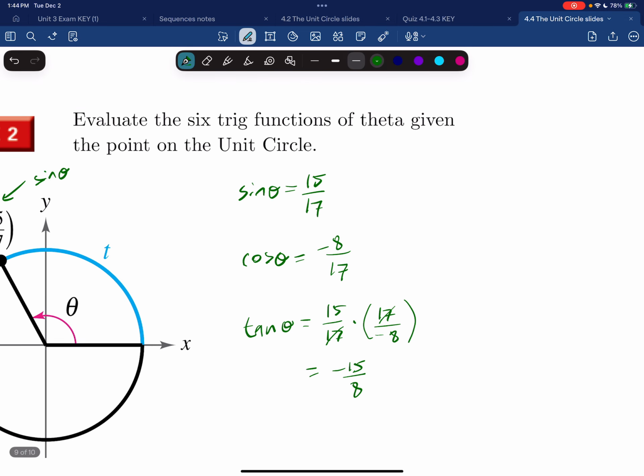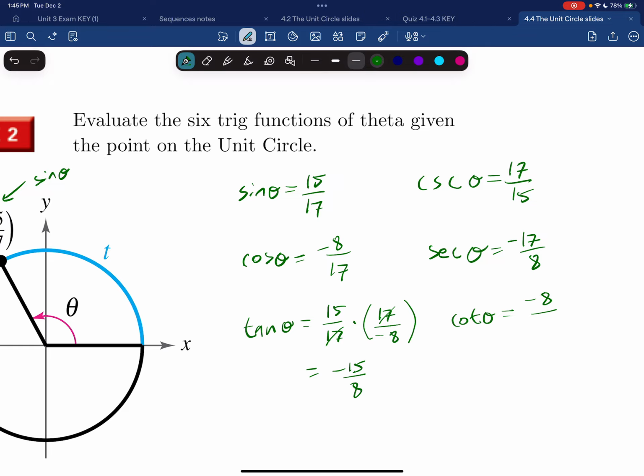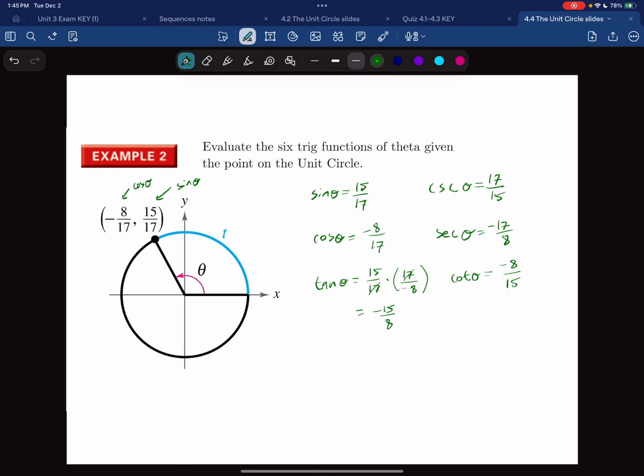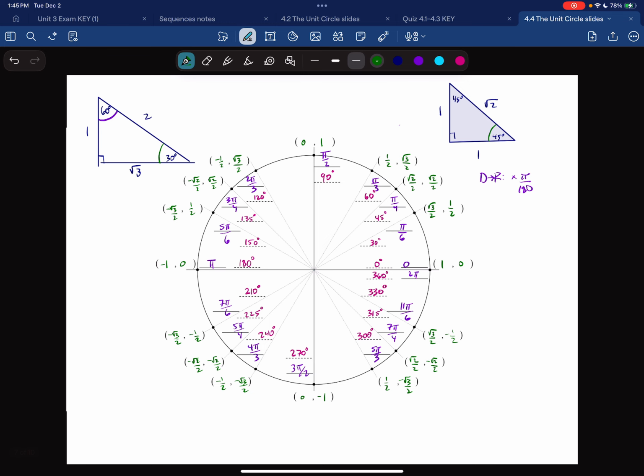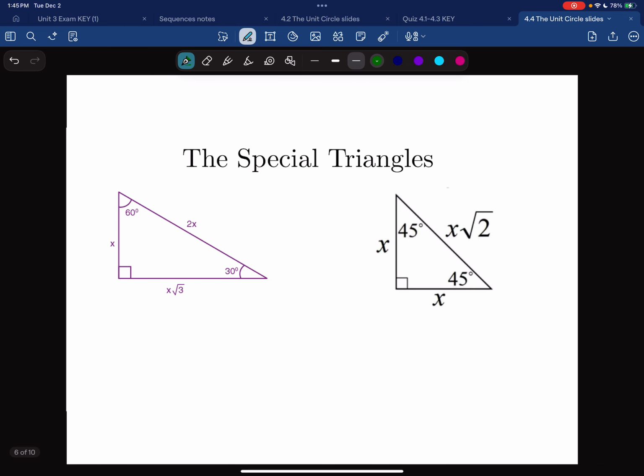Okay. Reciprocal functions, you just got to remember what goes with what. The reciprocal function for sine is cosecant, so that's going to be 17 over 15. The reciprocal function for cosine is secant, so that's going to be negative 17 over 8. And the reciprocal function for tangent is cotangent, so that's going to be negative 8 over 15. Okay, so it's pretty short and sweet. Hopefully you got some understanding on how to construct the unit circle and how to use it.